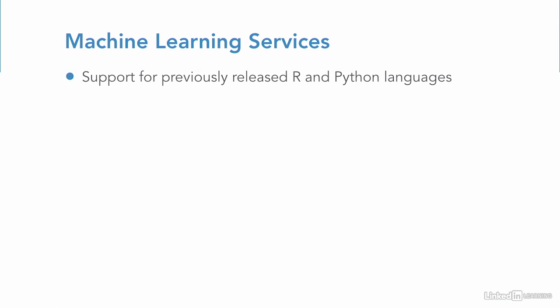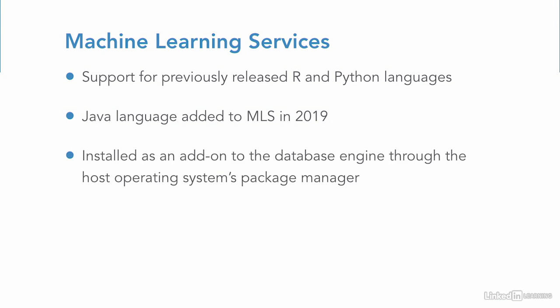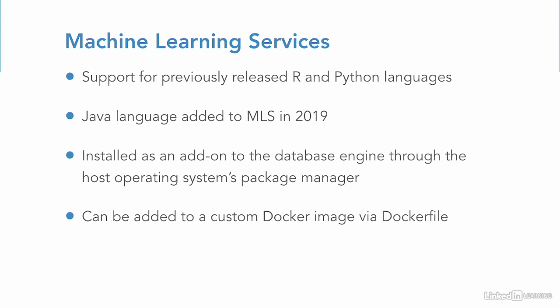Linux users can now take advantage of machine learning services. These include the extensions of R and Python that were previously released in SQL Server on Windows, as well as new support for the Java language in 2019. Machine learning and programming extensions are an add-on to the database engine that can be added to Linux OS installations using the package manager for the OS.